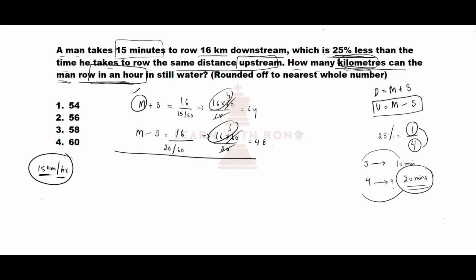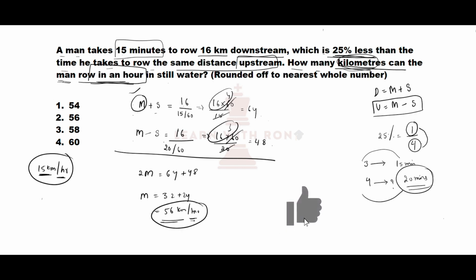So we got two equations here. Man speed plus stream speed is 64, man speed minus stream speed is 48. So if I add both the equations, I get 2 man speed is equal to 64 plus 48, and man speed is equal to 32 plus 24, which is nothing but 56 kilometers per hour. So they simply asked the distance he travels in 1 hour. So 56 kilometers, which is option number 2.